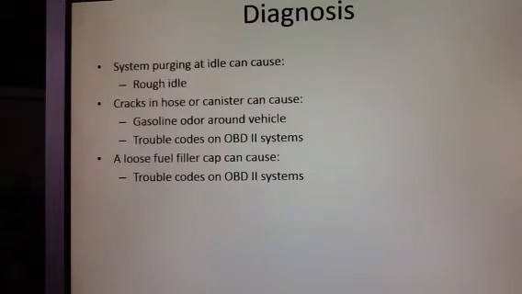We can look for cracks in the hose or the canister. If we do have cracks in the hose or canister, we can have gasoline odors around the vehicle, and obviously with that we may just find some simple trouble codes in the system also. And very, very commonly it is that loose fuel filler cap. We're going to see trouble codes with that, and maybe a gas or fuel vapor smell around this vehicle. If we do have that code, it's not as simple as just putting a little grease around that ring. We need to actually look at and test that cap, and if it is a cracked O-ring around that, we need to put a new cap onto that.